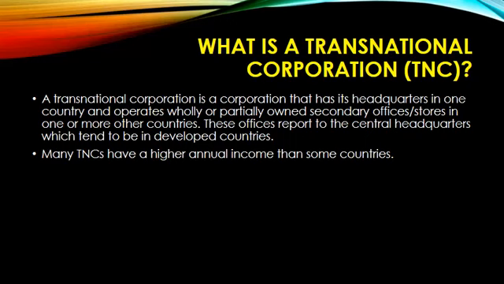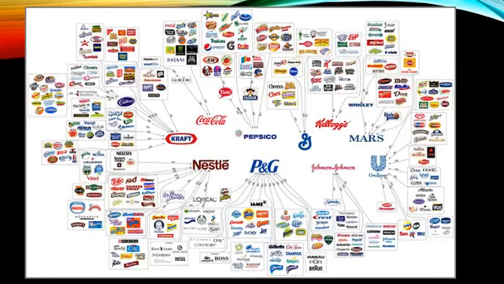It's important to note that many transnational corporations also have a higher annual income than some countries, and we'll have a look at that in a minute. So just have a look at this page for a moment and you'll see that some of these big companies, which are listed in the middle, actually own a lot of other little companies. I know the image isn't really clear, but you should be able to get a picture of some of these brands that you use at home, and you might not know that they're actually owned by big transnational corporations that are listed in the middle.